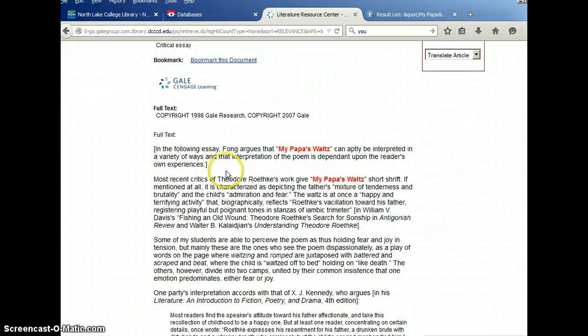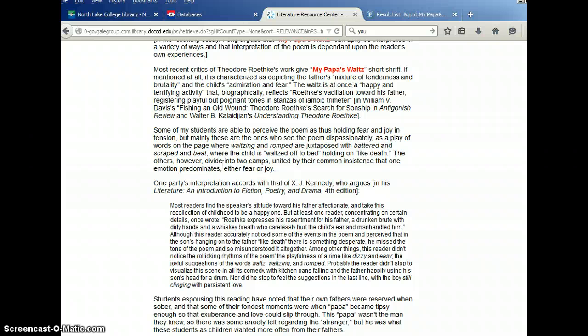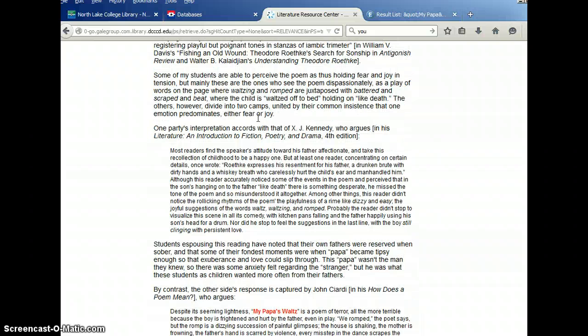So here it gives a little abstract. It says it can be interpreted many ways depending on the reader's own experience. And again, I had mentioned that previously. Oftentimes people see the whiskey and the romps, and they immediately think this idea of abuse, but it may not be. And again, that's what makes the poem so beautiful, because people oftentimes want to see it as a negatively connotated poem rather than a positive.